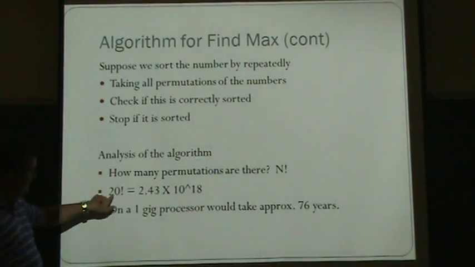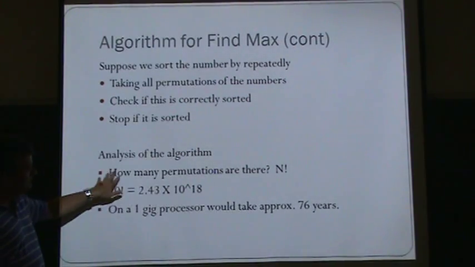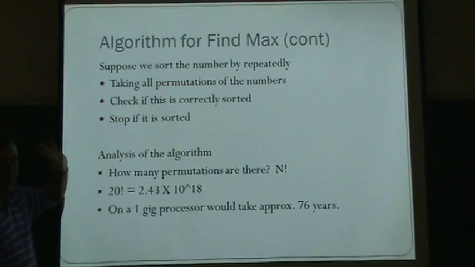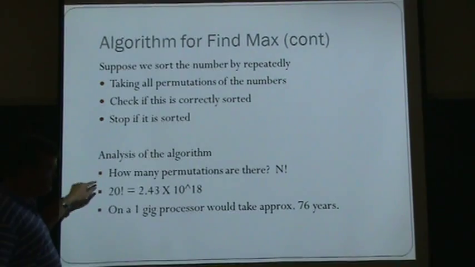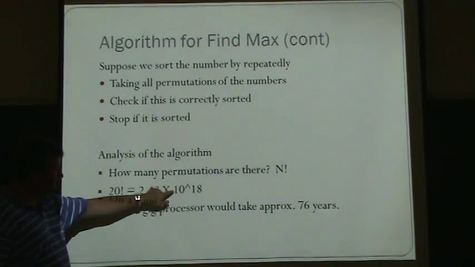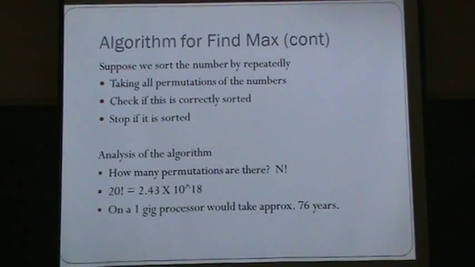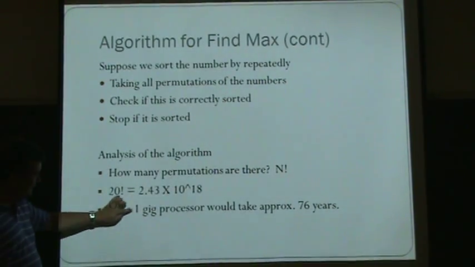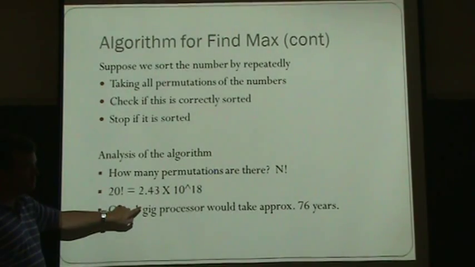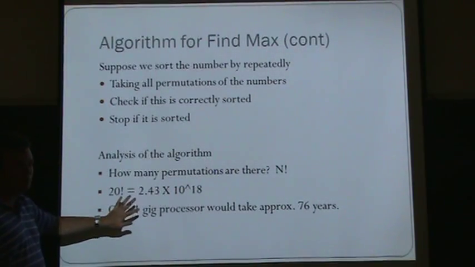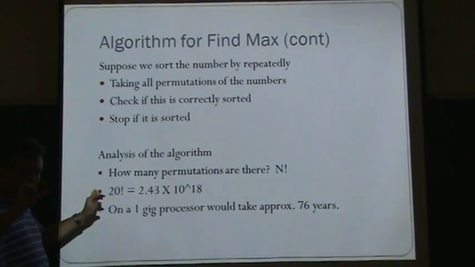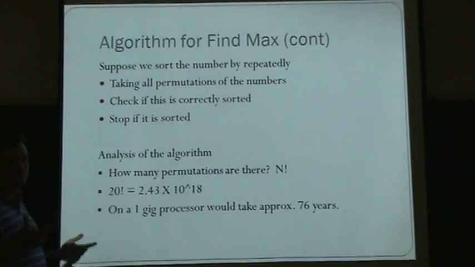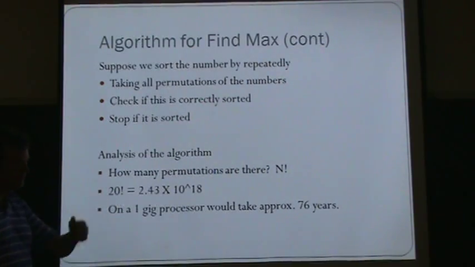If we had 20 numbers, how many permutations are there? It's n factorial, if you remember that from probability class. If n was 20, 20 times 19 times 18 times 17 and so on equals 2.43 times 10 raised to the 18th power. If we had a processor that could execute one gig of instructions per second, and let's say we could compute the whole permutation in one instruction, which you can't do. We would take at least 20 instructions just to get the permutation, another 20 instructions to check that it's right.